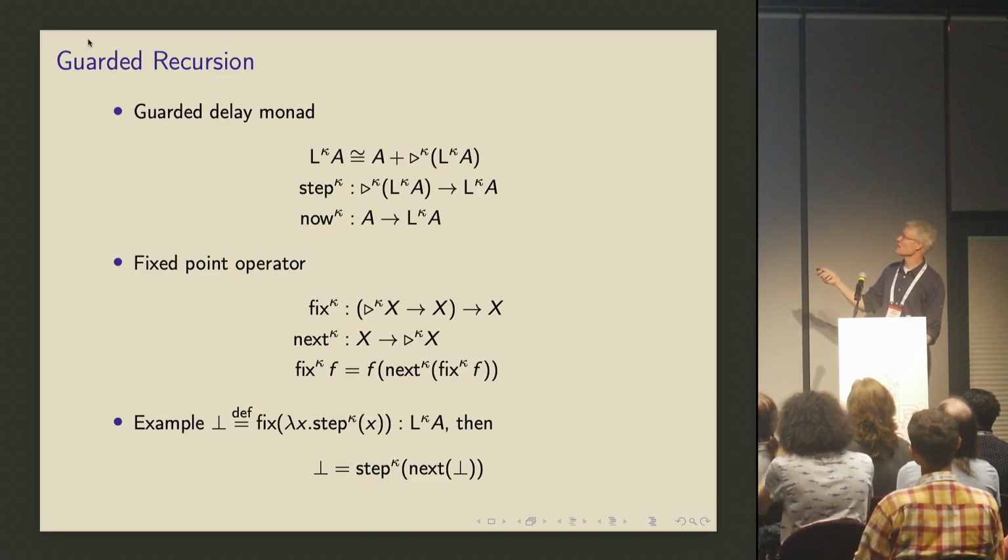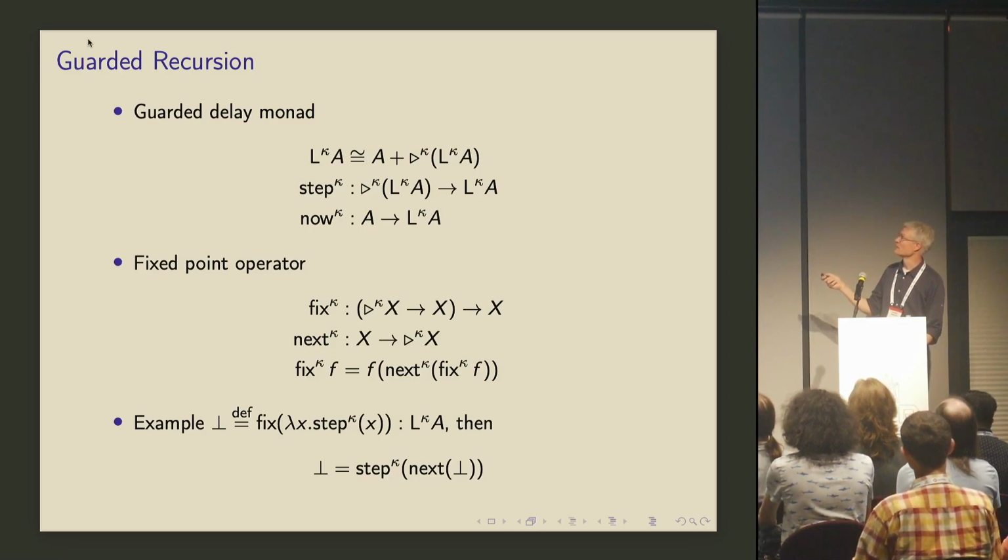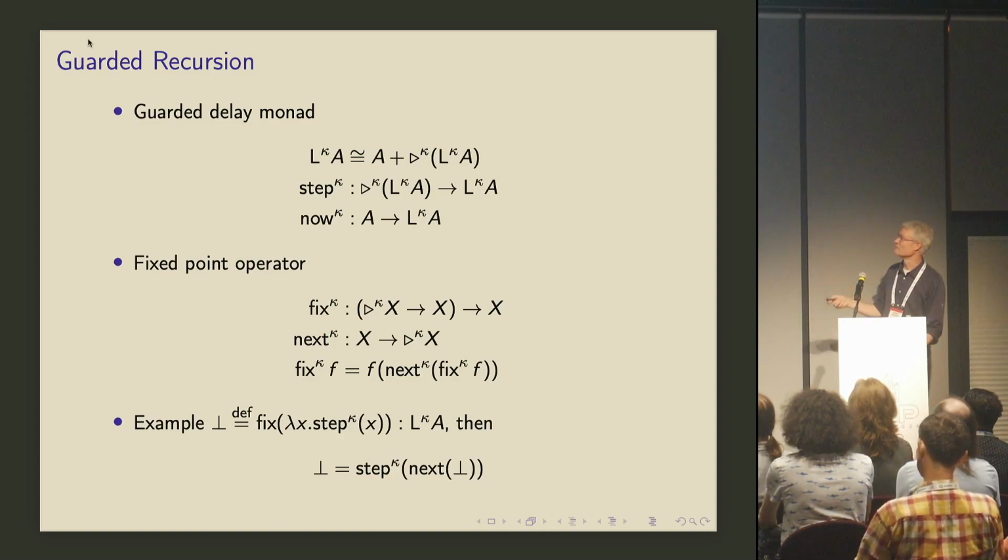And so there's this example of the guarded delay monad, and I'm just naming the two inclusions here like step and now. It turns out to be a monad, and anything in this type here is either of the form now or of the form step.